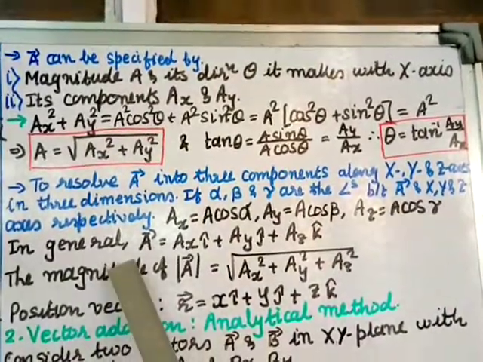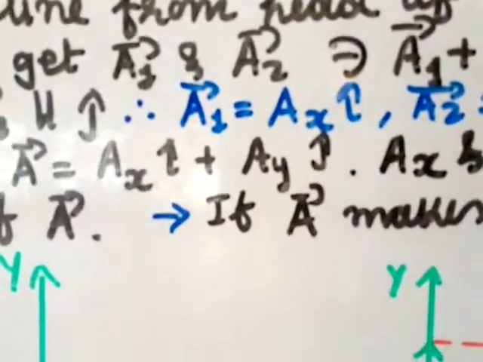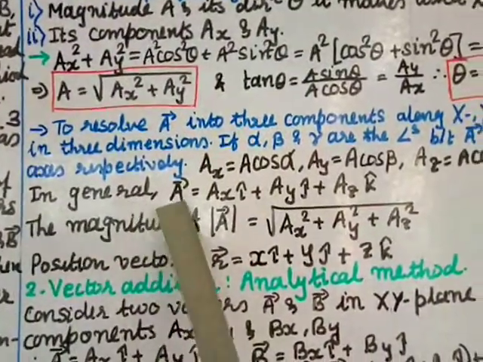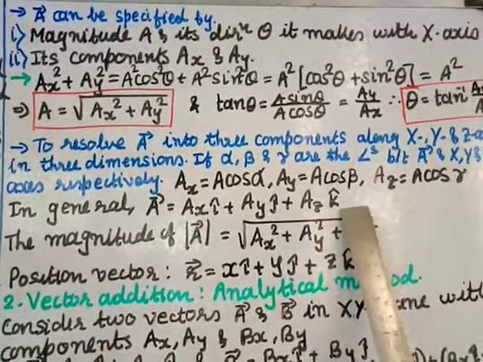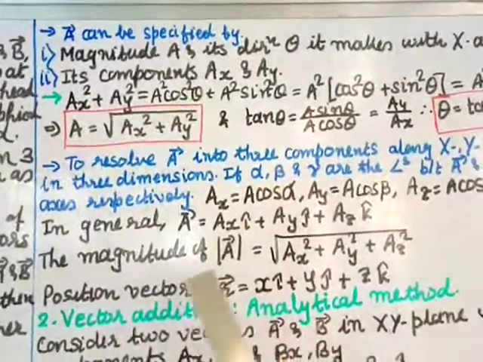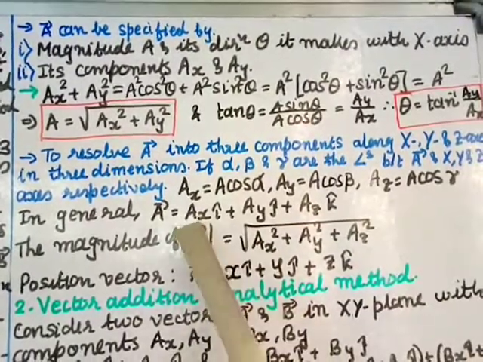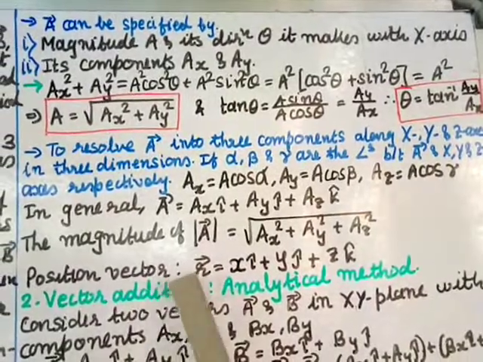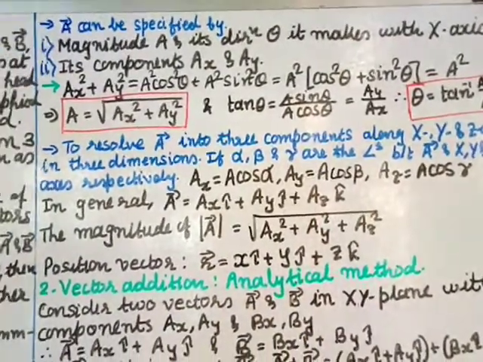Then in general, like this, how we have resolved this vector a. In the same way, now we'll use one more component in the z axis. So we can write vector a is equal to ax i cap plus ay j cap plus az k cap, and the magnitude of vector a is equal to square root of ax square plus ay square plus az square. The position vector is equal to x i cap plus y j cap plus z k cap.